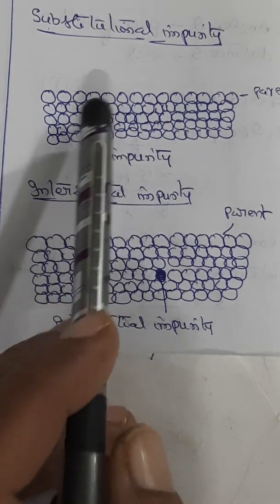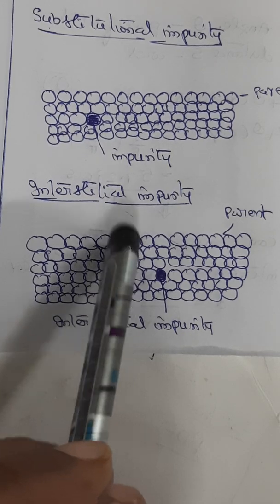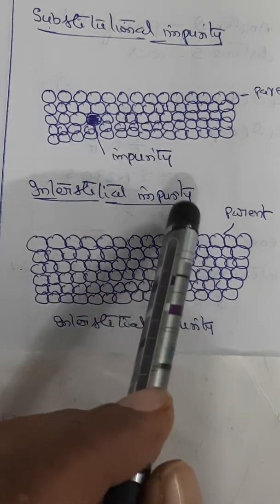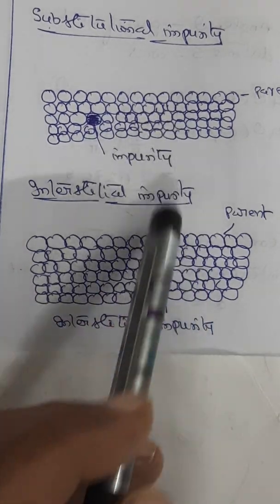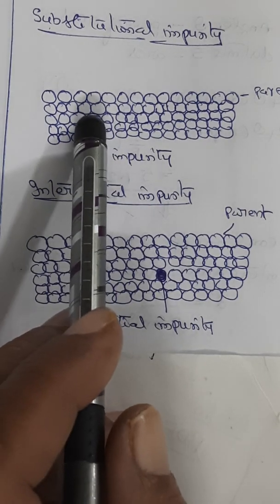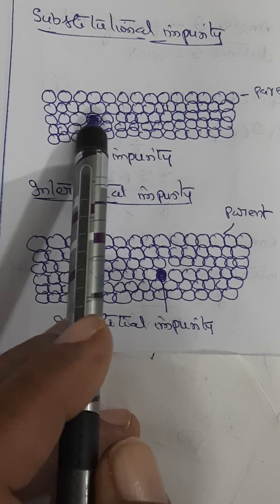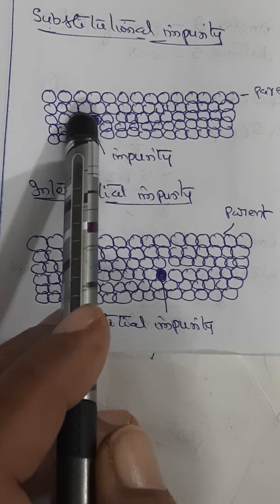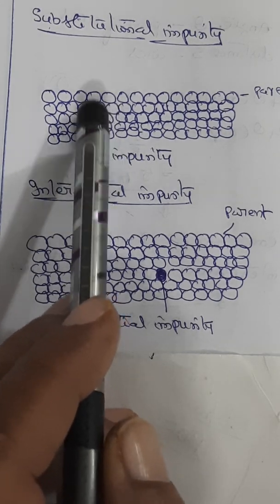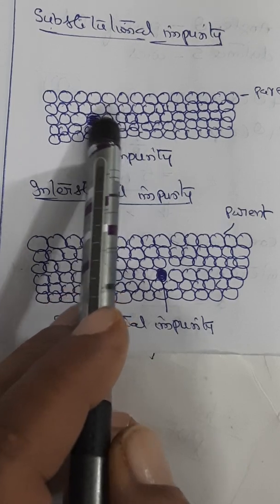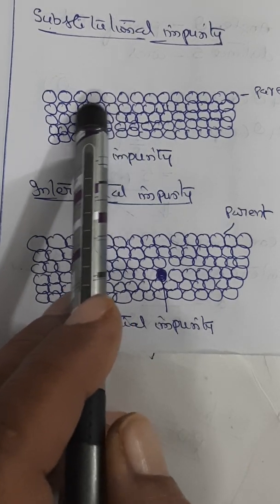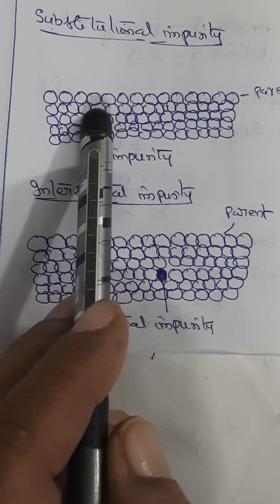In both cases, the periodic arrangement of atoms is there. Parent atoms are regularly arranged. The only thing is you are doping in both cases. Whenever you dope with an impurity, in the case of substitutional impurity, naturally the impurity atom is trying to occupy the position of a parent atom whenever it finds a vacancy. That means it is replacing the parent atom location.